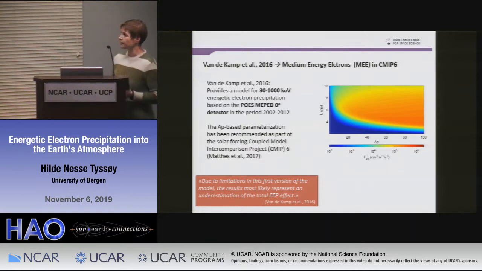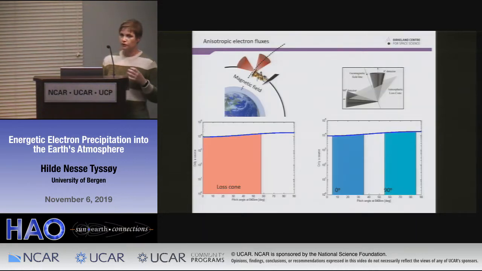So what do they mean by that? Because this model is being used in so many model runs to estimate the EP effects, we need to understand what this underestimation is. Well, it's due to limitation of the data. It uses the MEPED instrument, which consists of 2 electron detectors and 2 proton detectors, which are pointing vertically and horizontally to the polar orbit.